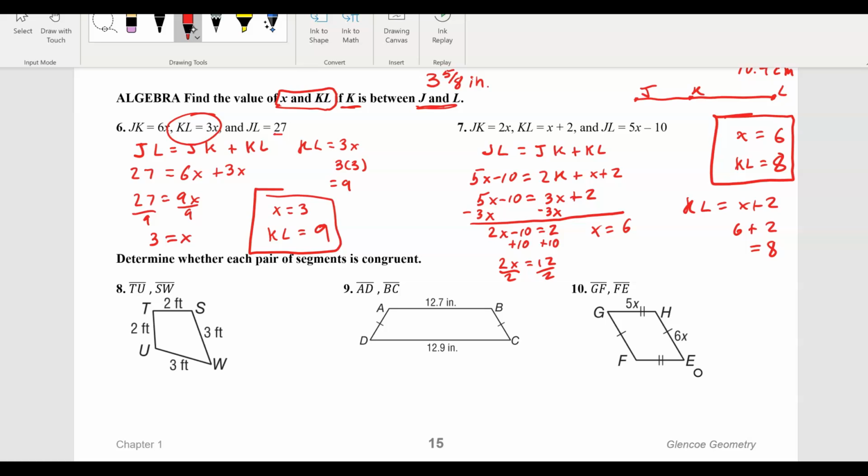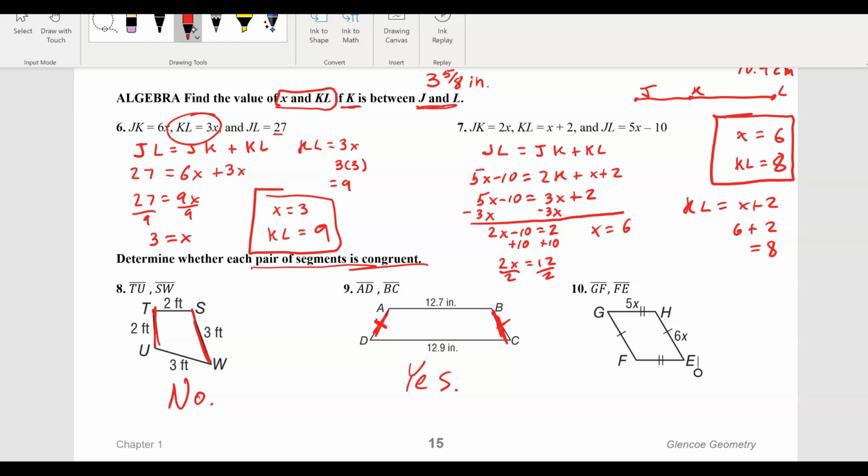Okay, and the last part's pretty easy. To determine whether each pair of segments is congruent, it's yes or no. So TU and SW. Well, TU is 2 feet, SW is 3 feet. So that's no. Congruent means they have the same length. Okay, over here we have AD and BC. Are they the same length, AD and BC? Well, they're marked with these tick marks, so that's telling us that they are congruent.